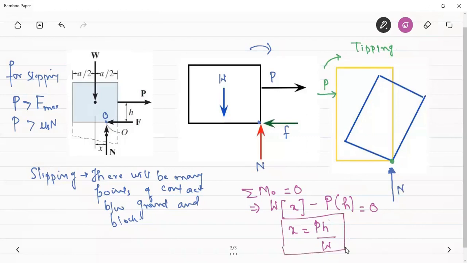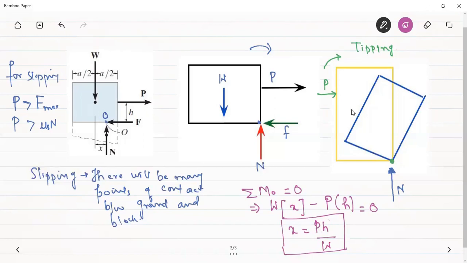Okay, so this can give us what? This can give us the location of the resultant of the normal reaction. That is, the net normal reaction will be acting at a distance of x from the weight, from the line of action of the weight. So from this equation, we can also see that as we go on increasing the load, or if we go on increasing the height, the x goes on increasing.